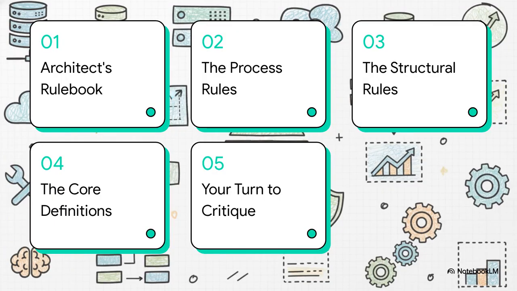Okay, so how do we actually make our architecture fit for purpose? We're going to break it down. We'll start with the process rules. That's the how. Then we'll get into the structural rules. That's the what. After that, we'll lock it all in with some core definitions. And then, at the very end, I'll show you how you can apply all this stuff yourself.